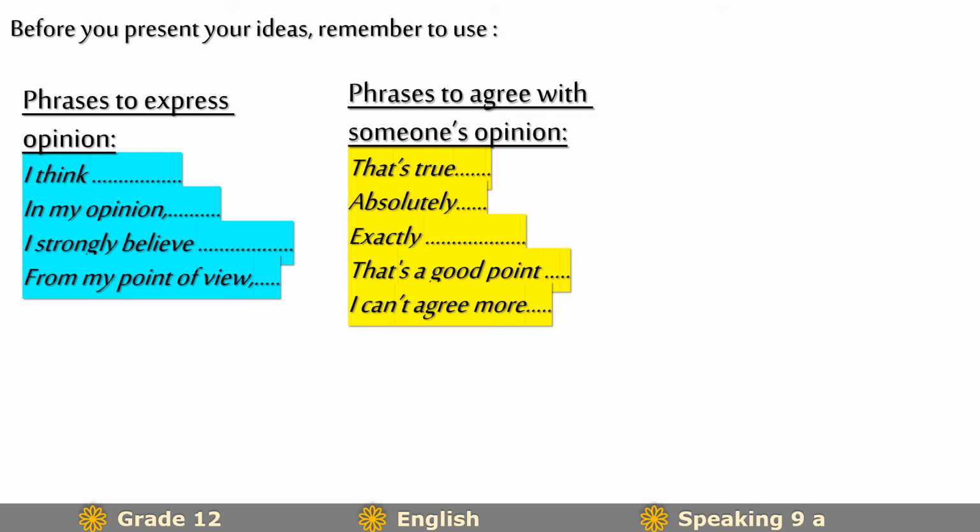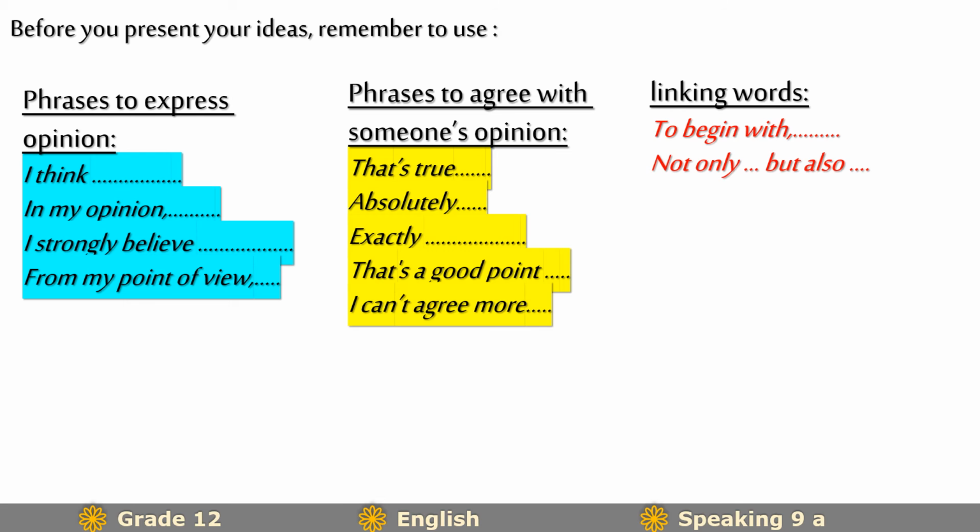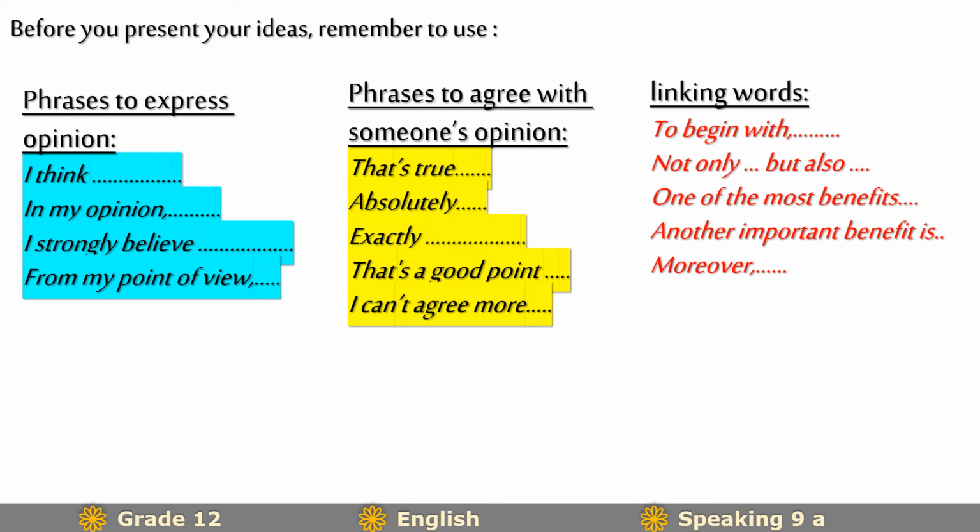And to make your ideas connected, you have to use certain linking words, such as, to begin with. Another example of linking words is not only, but also. You may also use one of the most important benefits, or another important benefit is. In addition to that, you may use the phrase moreover, or the linking word furthermore. So, remember, dear students, that it's necessary to use these expressions to convey the message and to be more convincing.